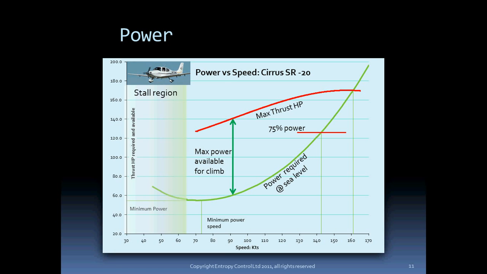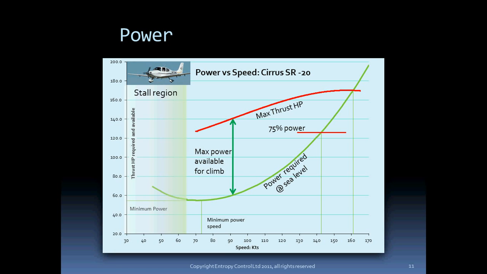Let's have a look at the Cirrus's power curve at sea level and 3,000 pounds gross. The power curve looks a lot like the drag curve for the minimum, but notice that the minimum power speed is quite a bit less than the minimum drag speed of 96 knots. In fact, it is about 74 knots.